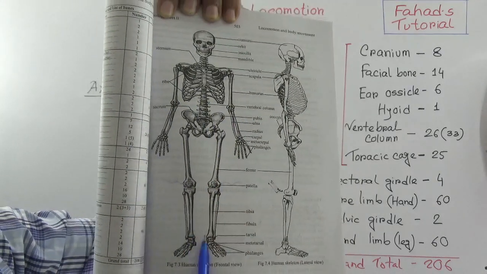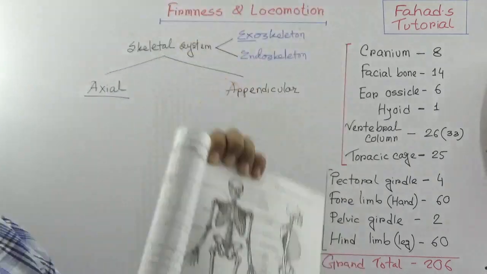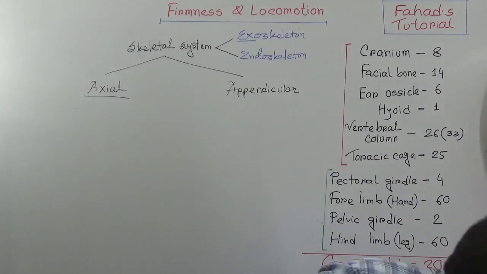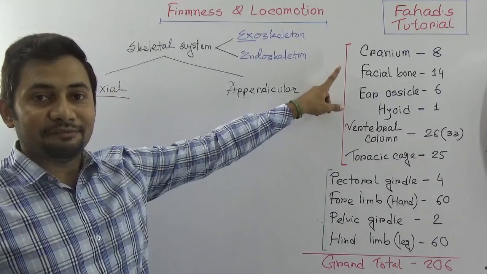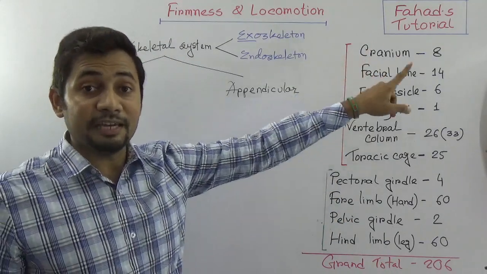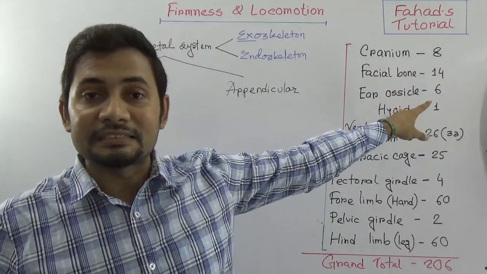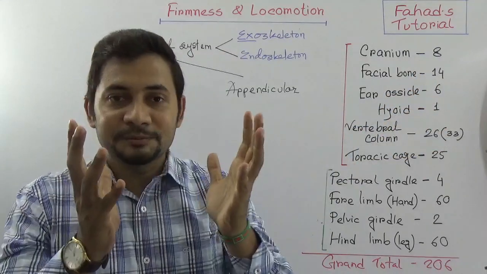So we must remember the names of all these bones of the skeletal system. Now you see what we have: in the cranium, 8 bones. Facial bones, we have 14 facial bones.